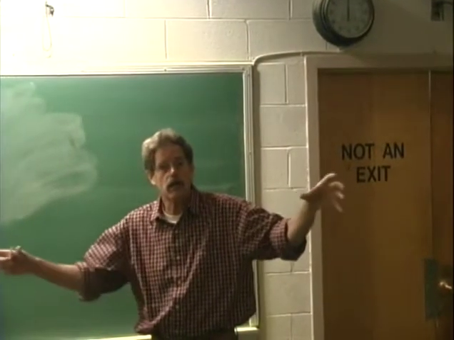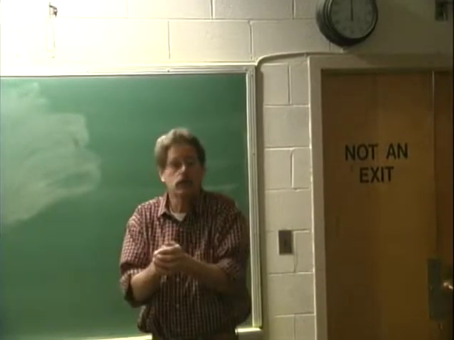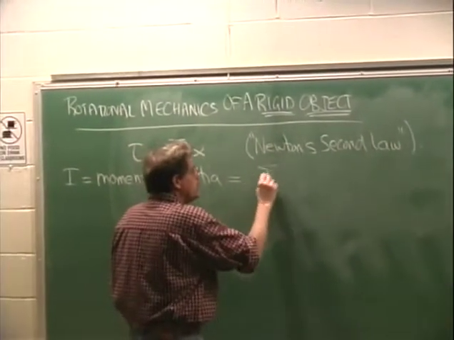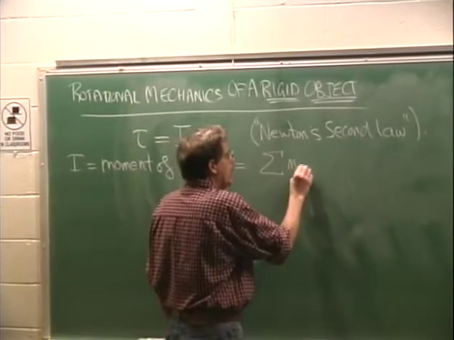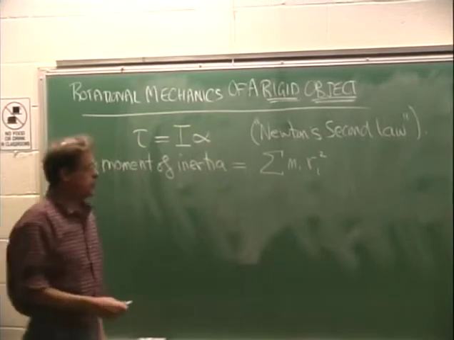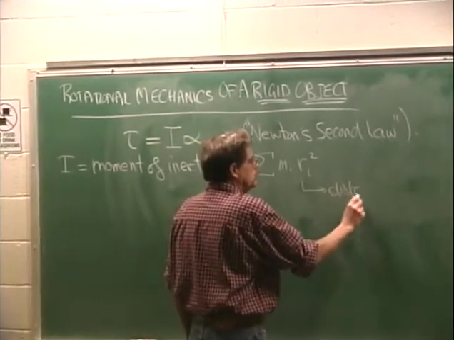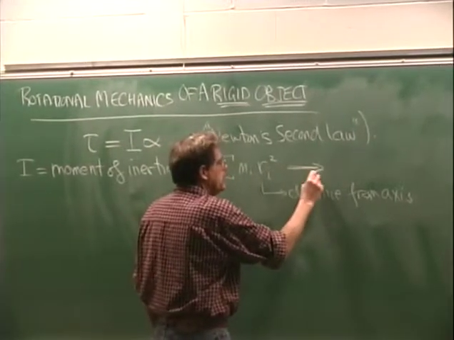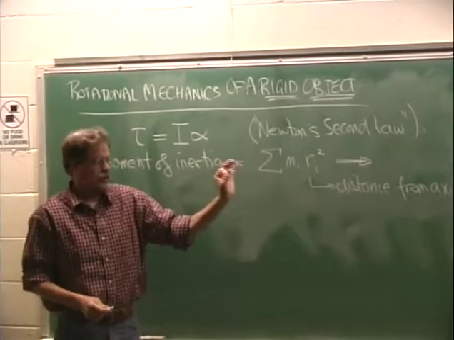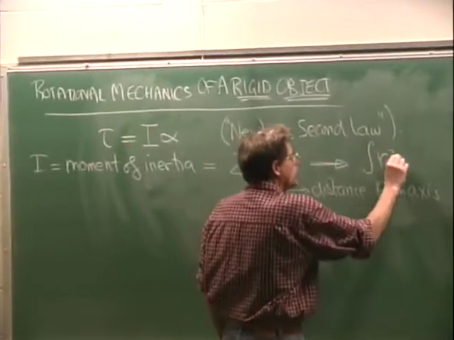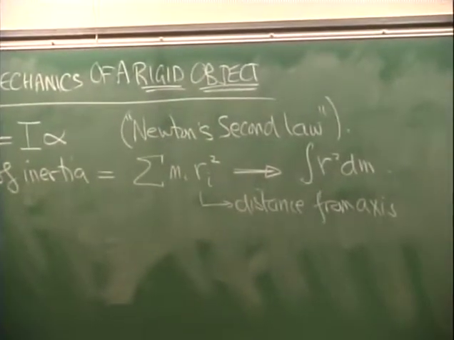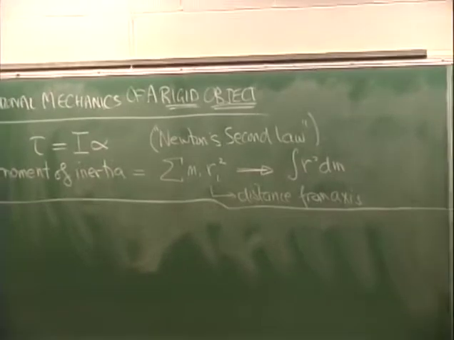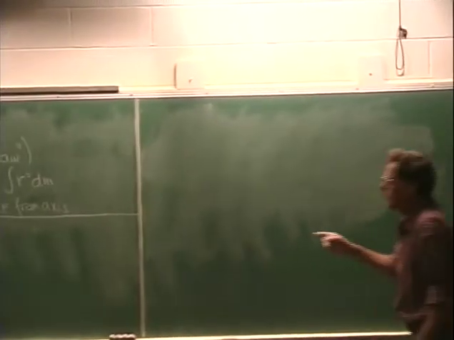It's harder to rotate an object that has mass out at the wings compared to mass riding close to the axis. The actual formula for moment of inertia is the sum over all the masses that go to make the thing up, m_i, the mass of that thing, times the square of the distance from the axis. If the object is continuously distributed mass instead of discrete mass points, then this becomes an integral, r squared dm. My subject for today is the calculation of moments of inertia. I'm going to calculate the moment of inertia of literally, I think, nine different objects to show you how to do it.